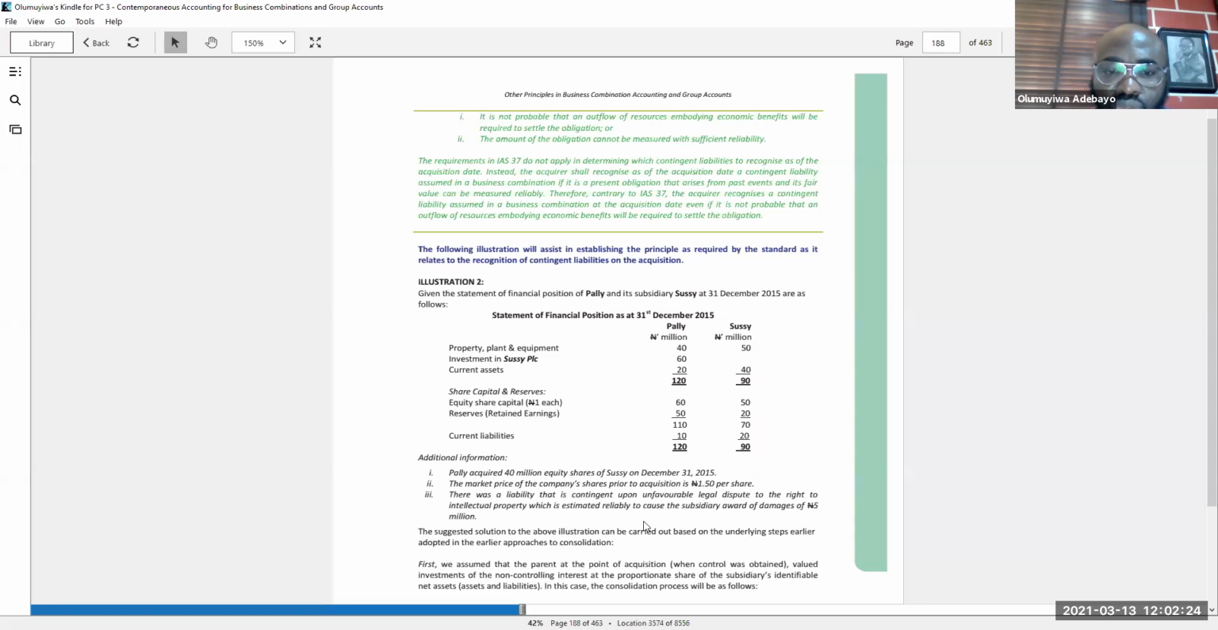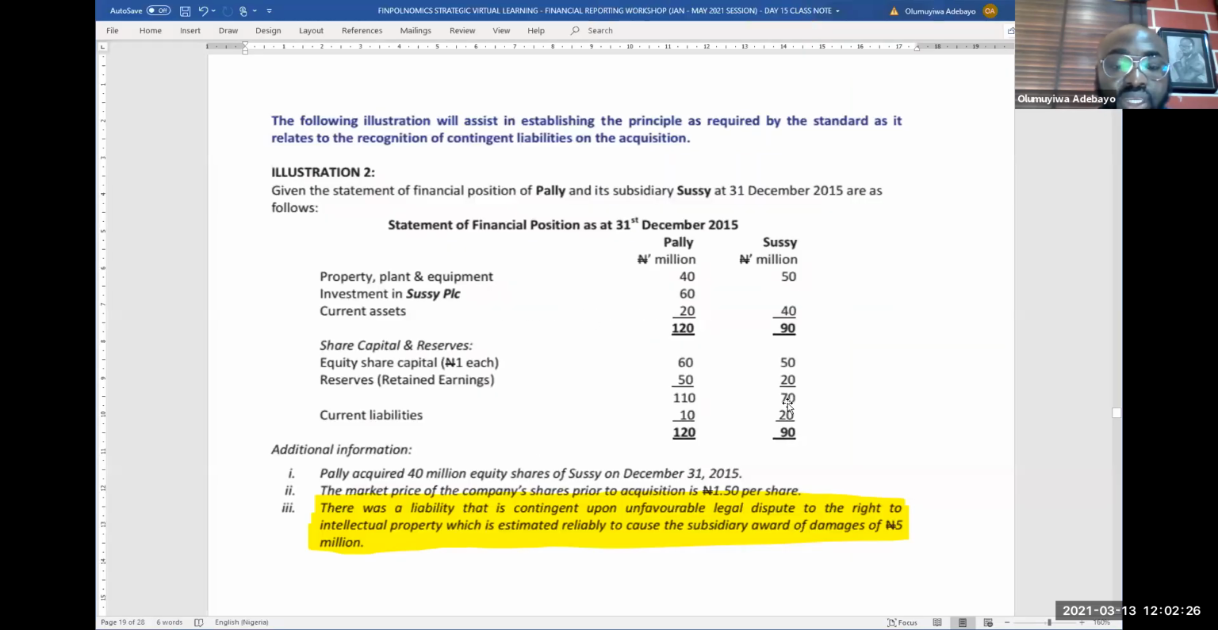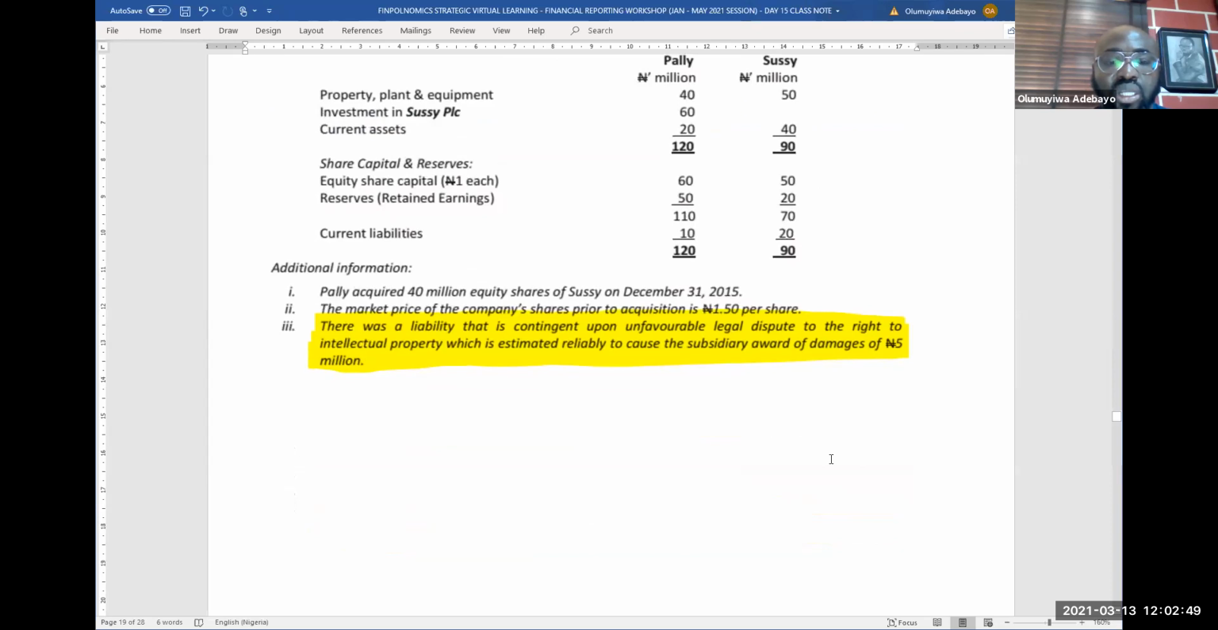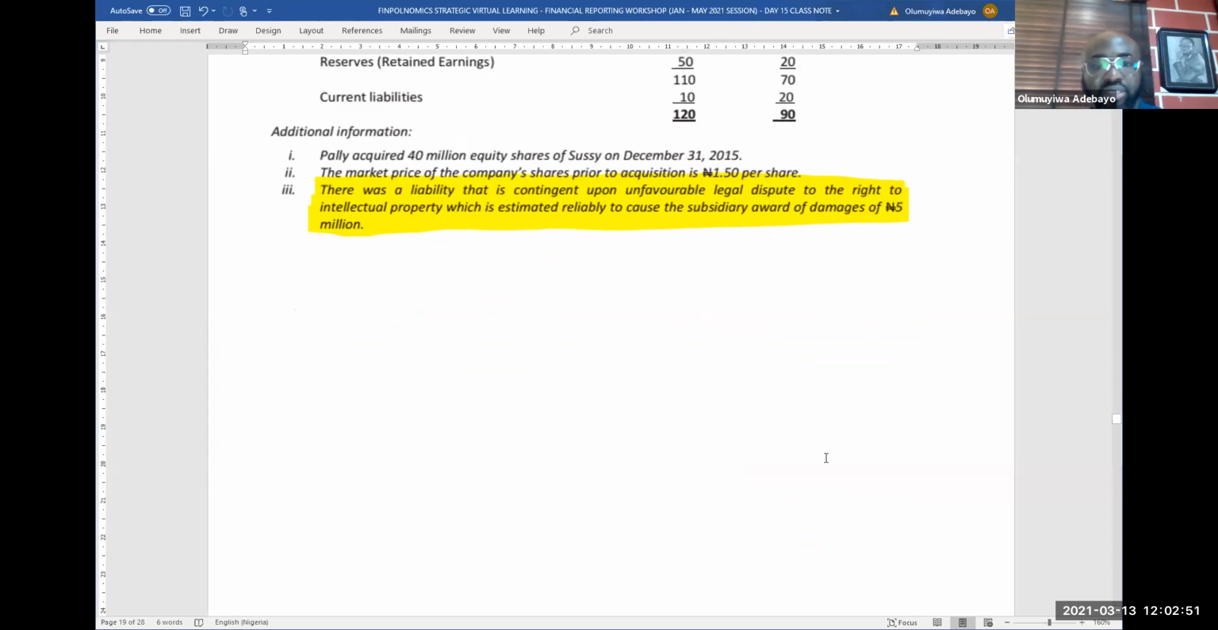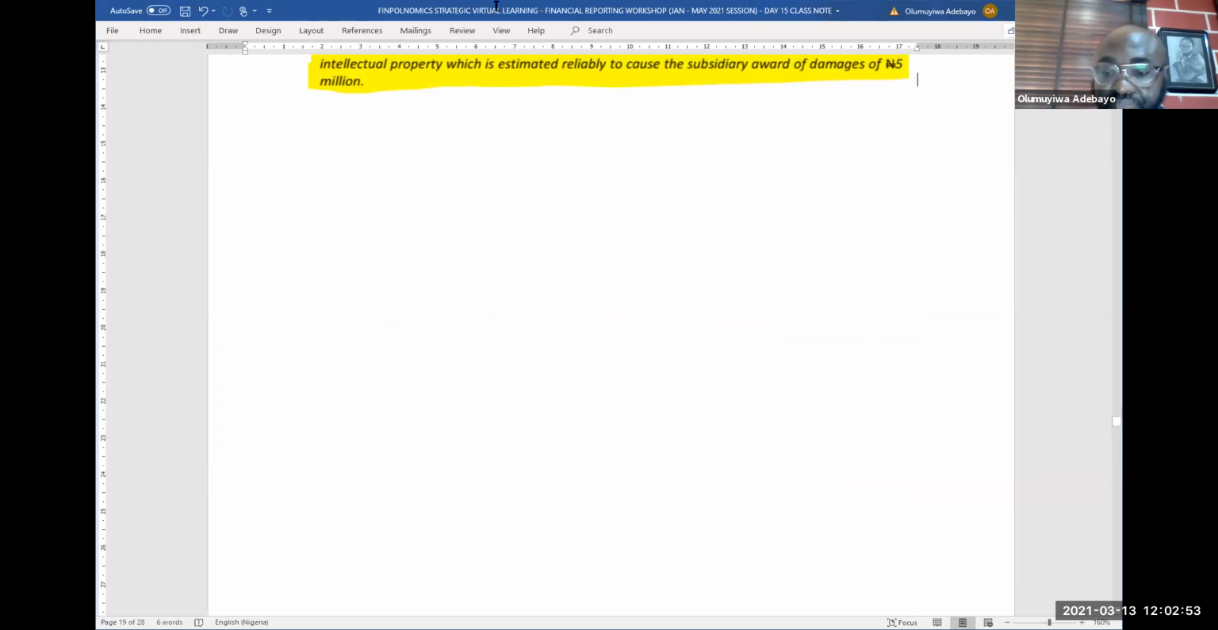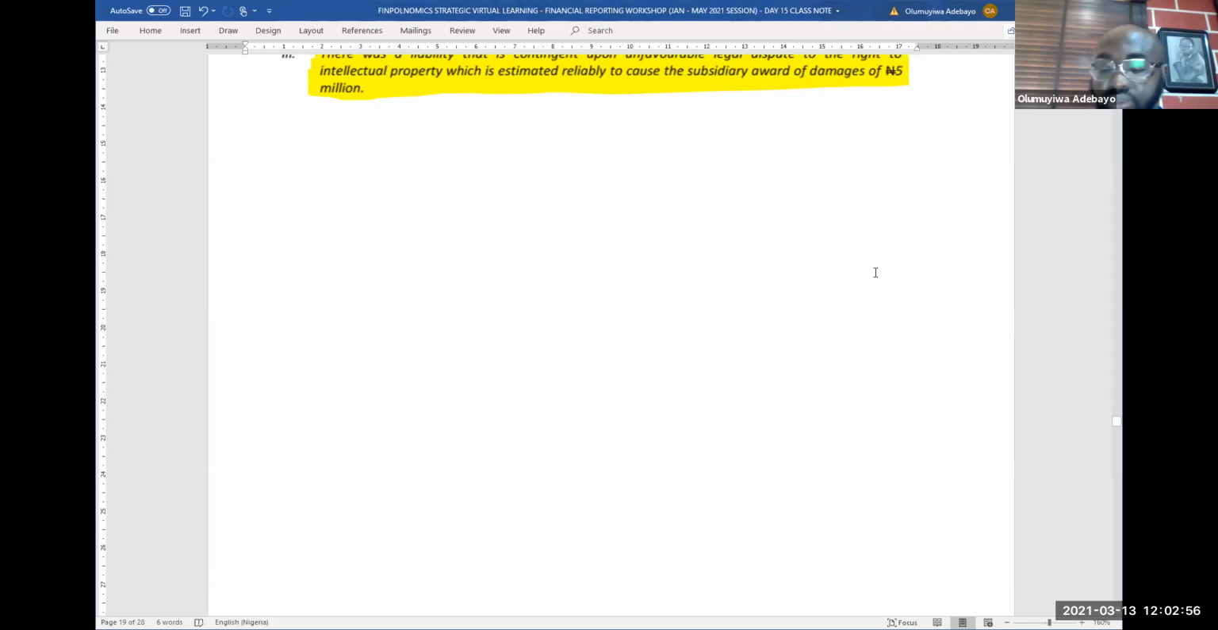Now, to look at that, we go back to our board. All other things remain the same, which we are known to, but what matters is, what do we do about this legal dispute, which is more or less a dispute over the right to intellectual property? And it can be reliably estimated that if awarded, at fair value, the price will be 5 million. Therefore, let's go back first to draw up our structure. Group structure.